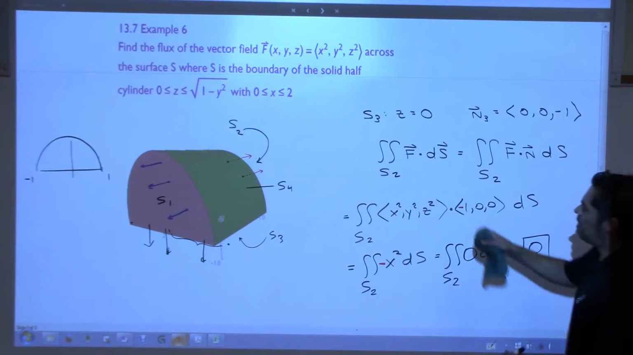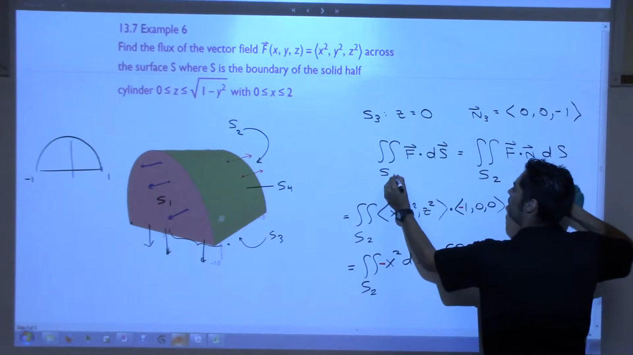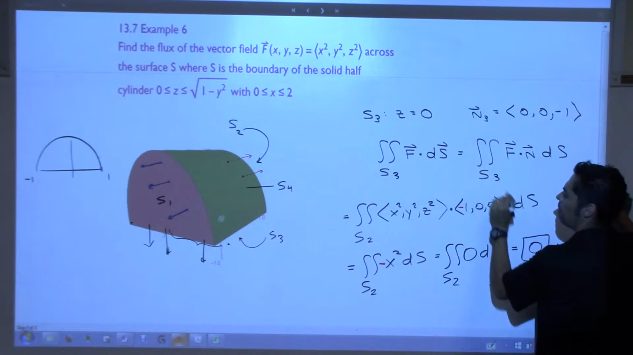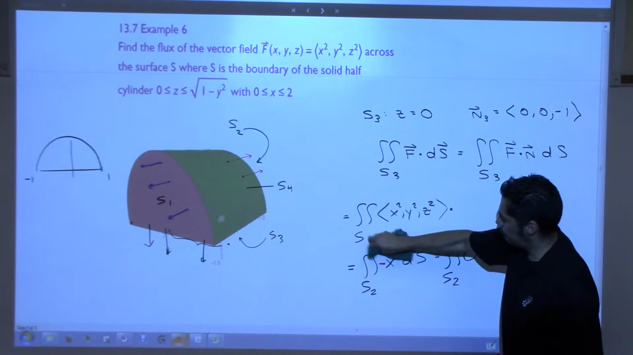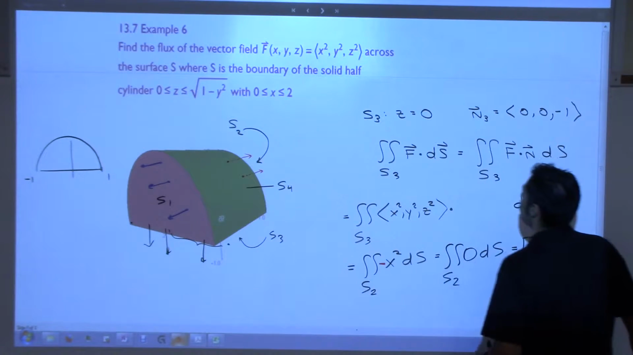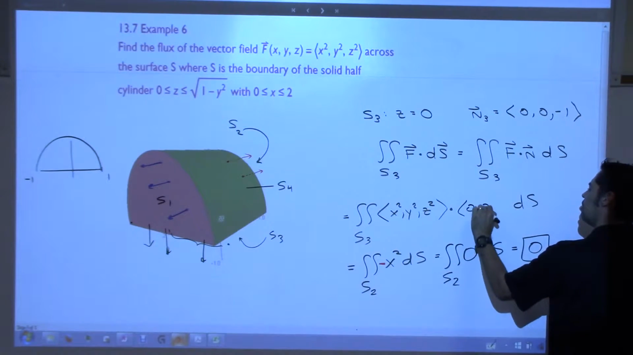This is all still the same. I'm going to dot here, but then this vector changes. And it changes to 0, 0, negative 1.